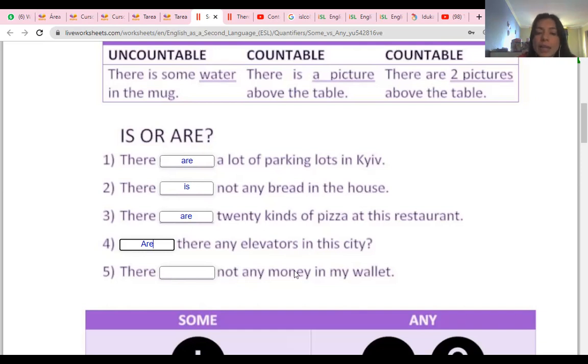Not any money in my wallet. Money is uncountable or countable? If you count money, it's countable. But if you say, I have money, I don't have money, it's there isn't any. There is not any money in my wallet.